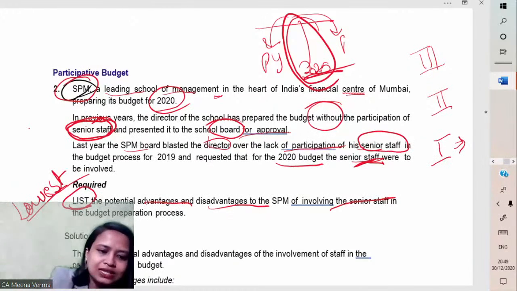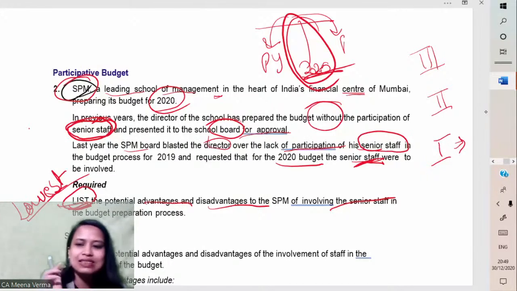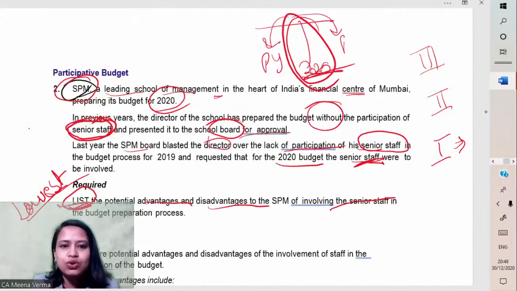Now you can see the verb mentioned here is list. List is the lowest level verb. And remember, very few questions will come from the lowest level verb in examination. So now, can you tell me the advantages if we include the senior staff, and the disadvantages if we include the senior staff?